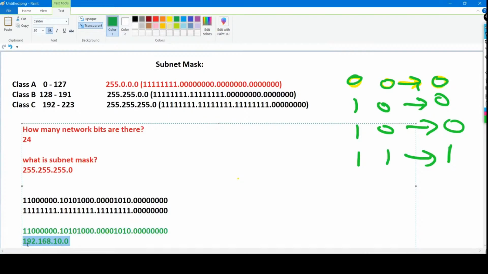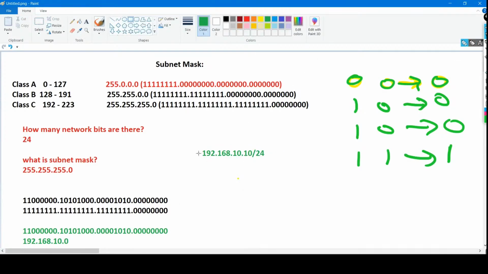Clear? This one is the network ID. So now guys, suppose my IP address is 192.168.10.10/24. What will be the network ID? Again, the machine will first convert this IP address into binary. Here only the value will change, in which octet? In the 4th octet. So now what will the value be?